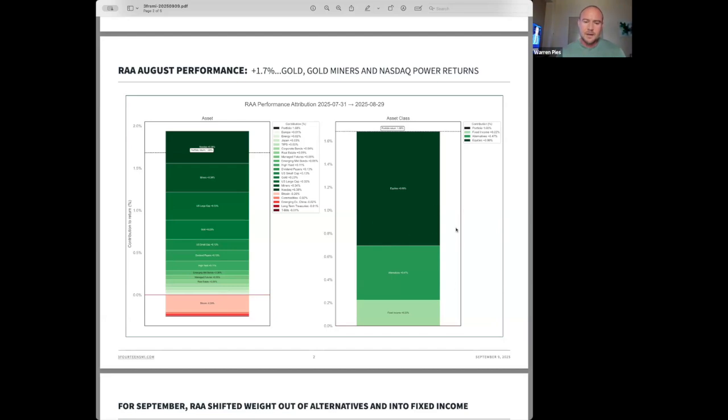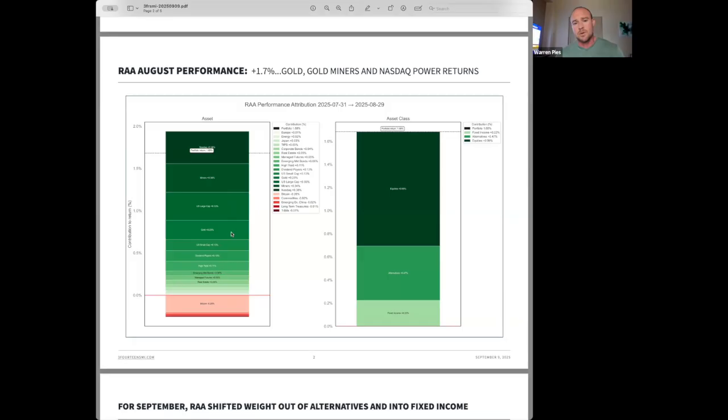When you look at the left-hand side, what drove performance? I think this is instructive and explains some of the favorable characteristics of this fund, and why we think it's a superior solution for investors over something like a 60/40 or just a risk parity fund. Gold miners were a big driver of performance this last month. You can see, yes, NASDAQ was a big driver of performance, and the S&P 500 was as well.